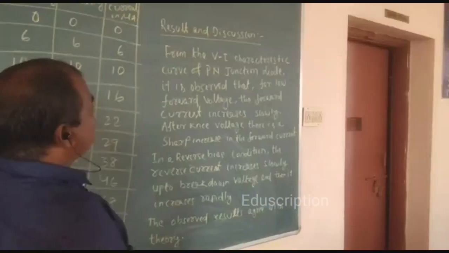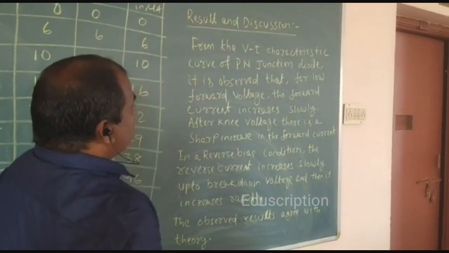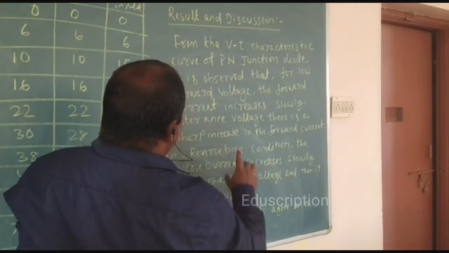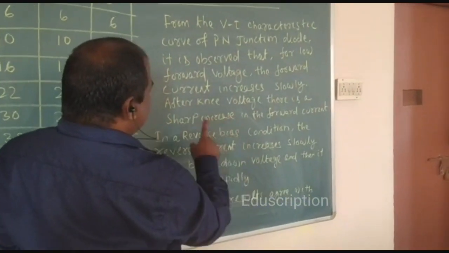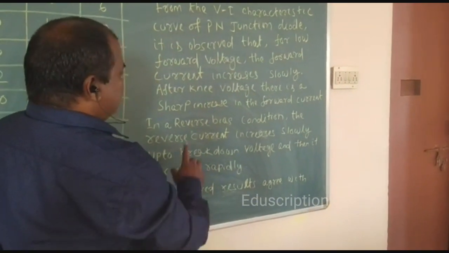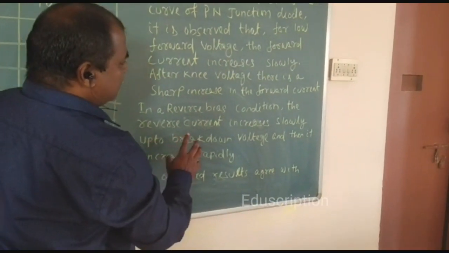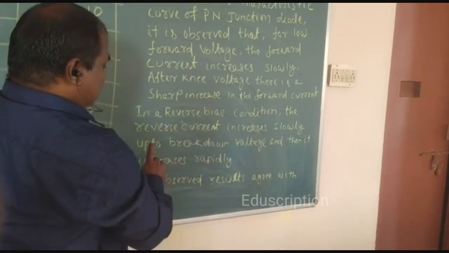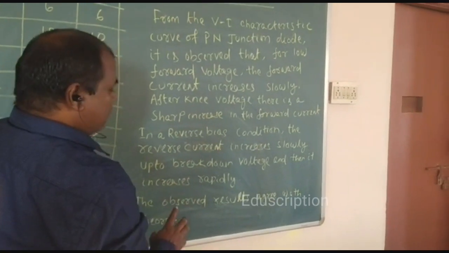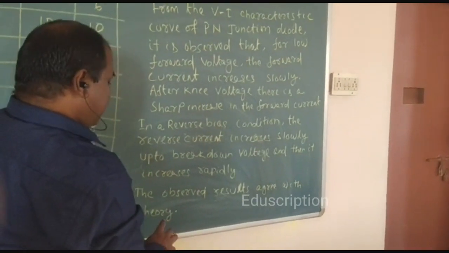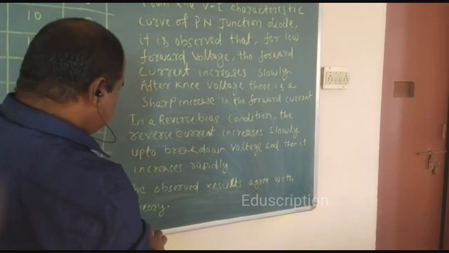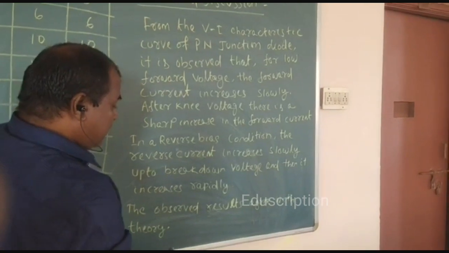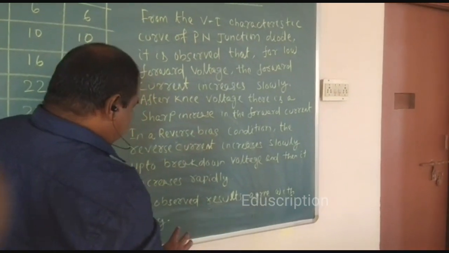Then go for the result and discussion. From the VI characteristic curve of the PN junction diode, it is observed that for low forward voltage, the forward current increases slowly. After the knee voltage, there is a sharp increase in the forward current. In the reverse bias condition, the reverse current increases slowly up to the breakdown voltage and then it increases rapidly. This is your result and discussion, and it is also observed that the results agree with the theory.